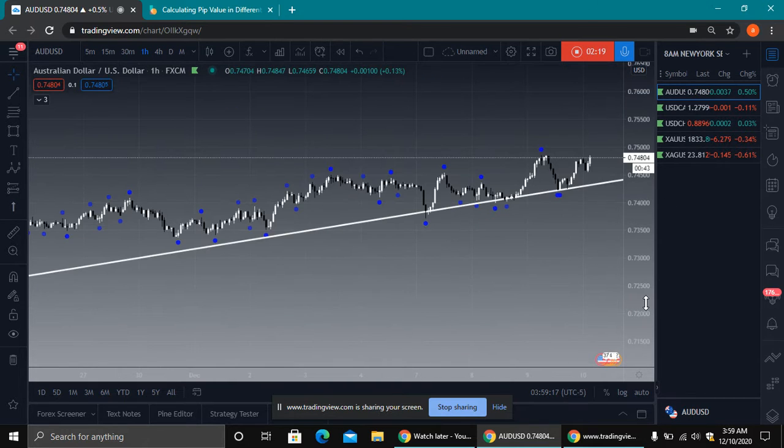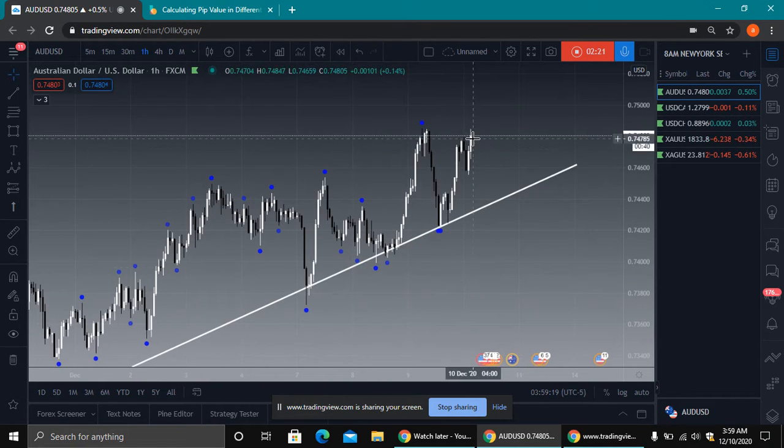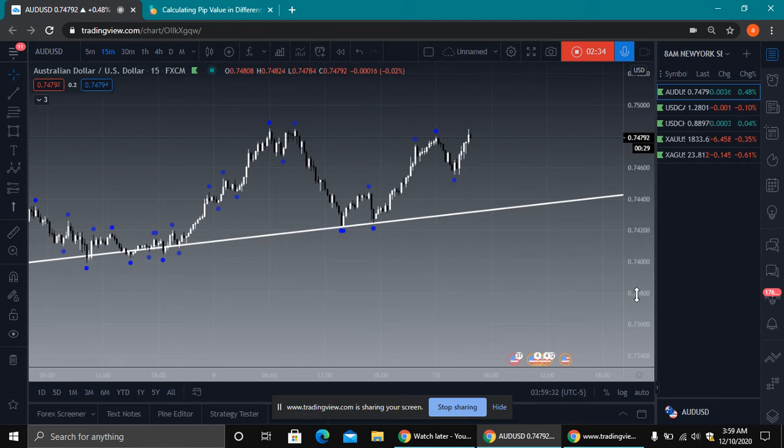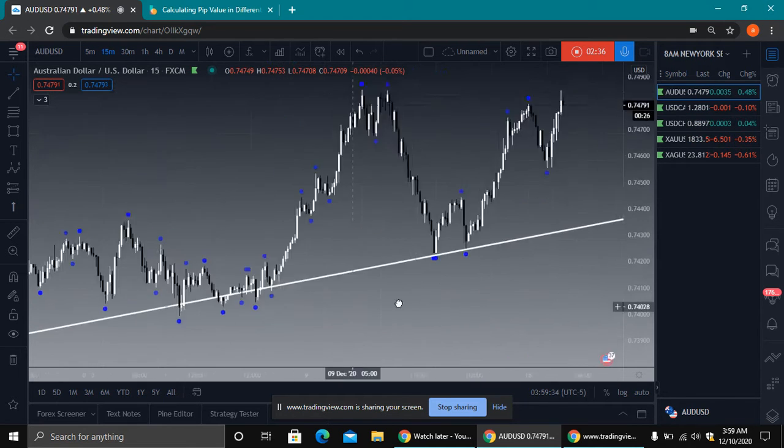Alright. So now we're on the hourly. You want to make sure it's buying on the hourly too. If you're over here trying to get into the trend and it's selling, that's on you. I don't got nothing to do with that. Alright. So then you want to go to the 15 minute. Expand your 15 minute chart.